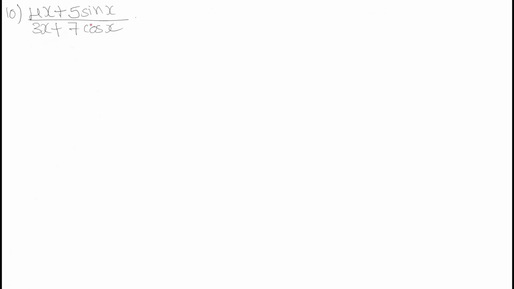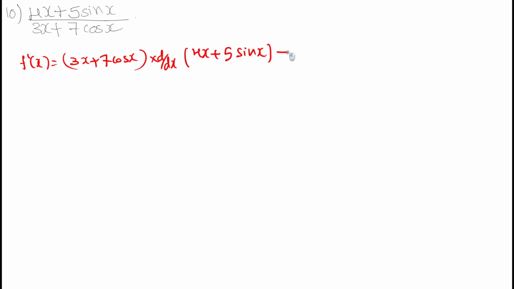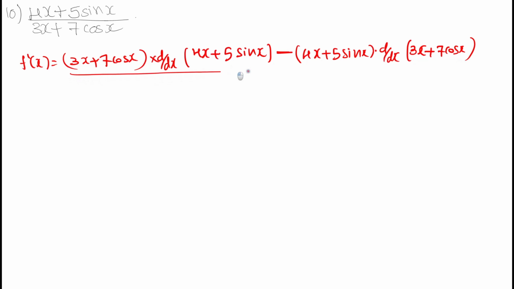Next question, see, (4x plus 5 sin x) by (3x plus 7 cos x). So f dash of x is equal to denominator (3x plus 7 cos x) into d by dx of the numerator, that is (4x plus 5 sin x), minus numerator (4x plus 5 sin x) into d by dx of the denominator, that is (3x plus 7 cos x), divided by denominator square, that is (3x plus 7 cos x) whole square.